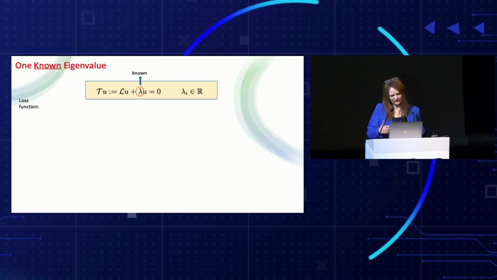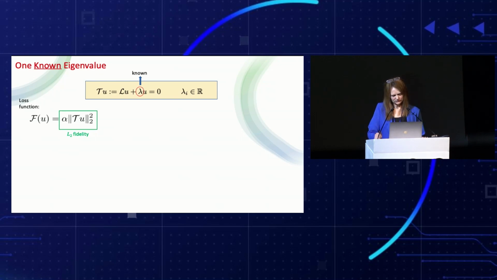Okay, so let's start with a very, very simple example, where we want to find only one eigenfunction when the eigenvalue is known in advance. So Tu is defined as Lu plus lambda u, and we want it to be equal to 0, because this is the eigenvalue problem. Lambda is known in this case. So what is the loss function that we use to train our network? I will explain the loss function now.